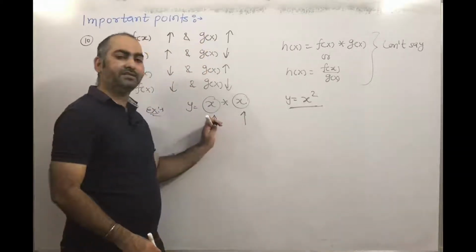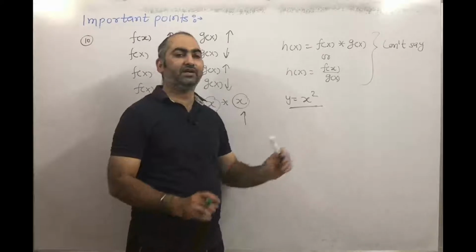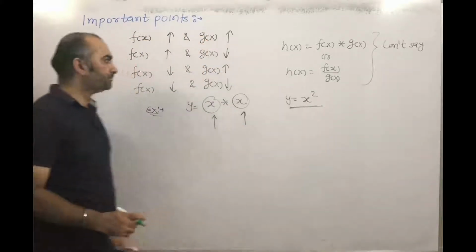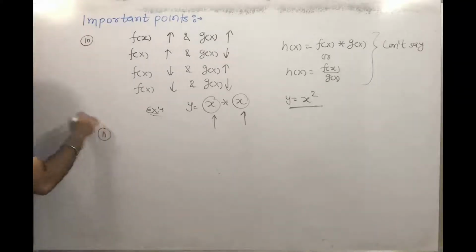But this is increasing. So product is what? Non-monotonic. So we can't say if we have product or if we have division. Okay. Next point is what? Point number 11. Point number 11 is what?